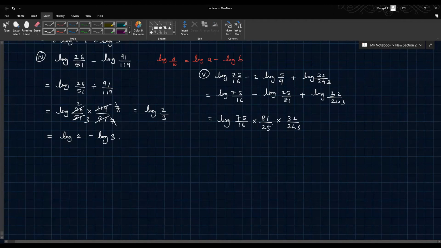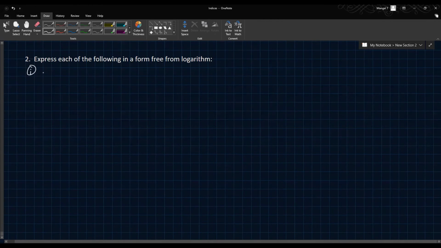So now the cancellation: 25 3s are, 16 2s are, and 81 3s are. This 3 and this 3 will get cancelled. So we are left with only log 2. That's the answer. Part 1.